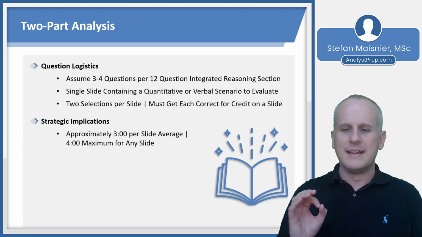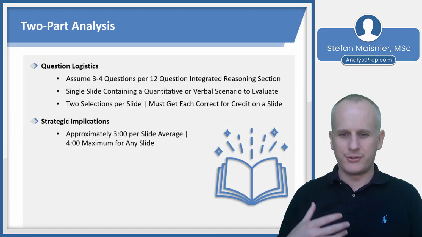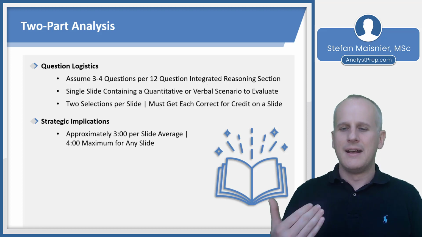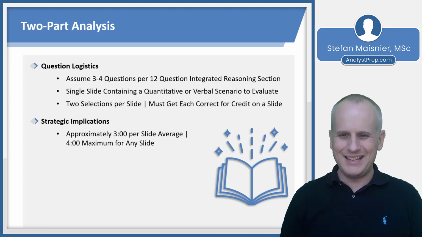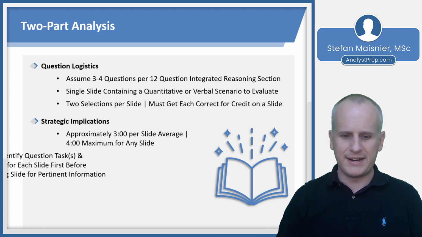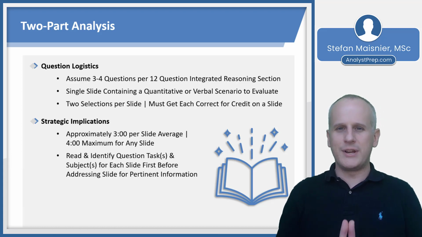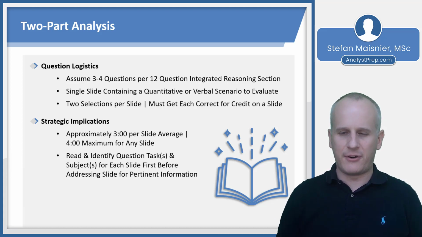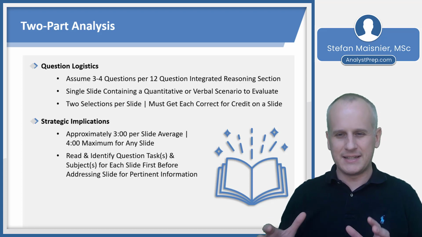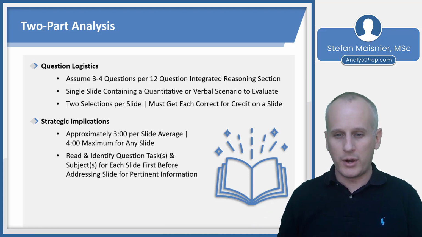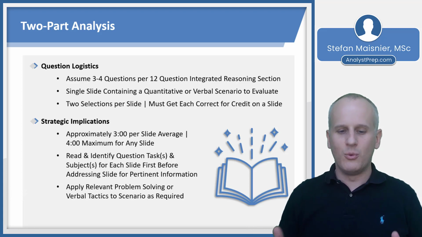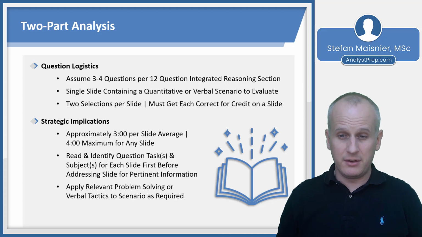Now, strategically, these ones tend to take a little bit longer as well. There's just more to read, more to do, more to calculate, more to process. So allow yourself a 3-minute average for these question types, and again, a hard 4-minute maximum for any 2-part analysis slide. You, much like the multi-source reasoning, want to make sure that you read and identify the question task and the subject first before addressing the slide, because the task is going to dictate what you need to do with that information.